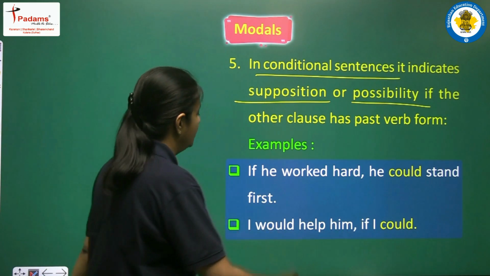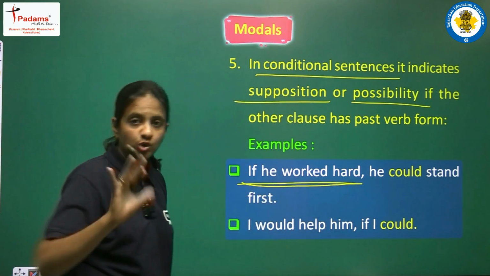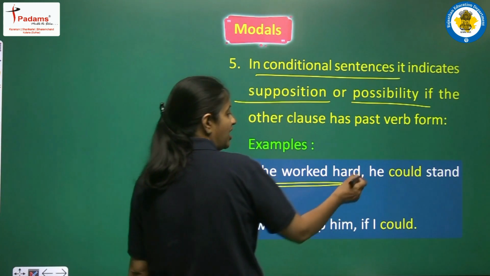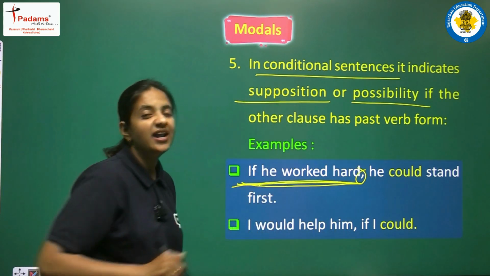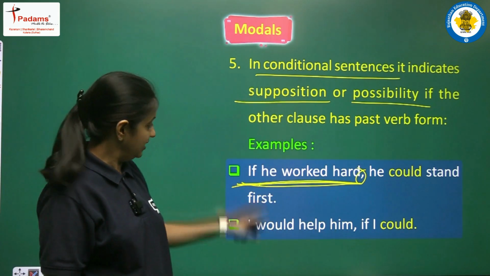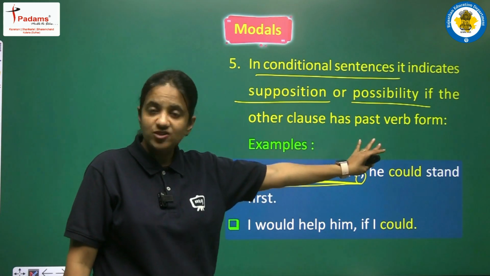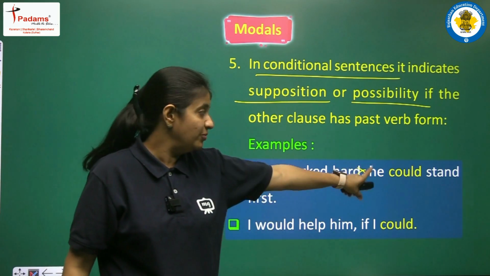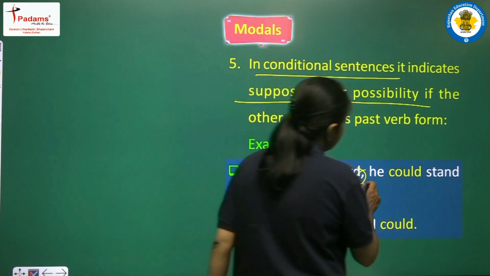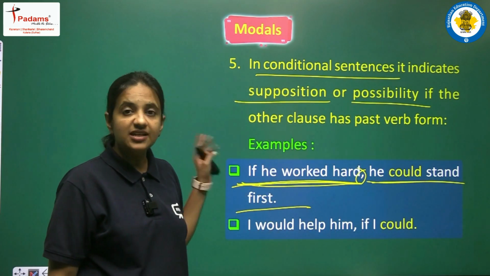How can we say this? Because in this sentence, first of all, we are having two different clauses and we are having one comma. So this is the first clause in which we are having the condition. So what is the condition? The condition is that if he worked hard, right? So this is the condition, and then what will be the result? The result is he could stand first. Okay, so this is the conditional sentence.